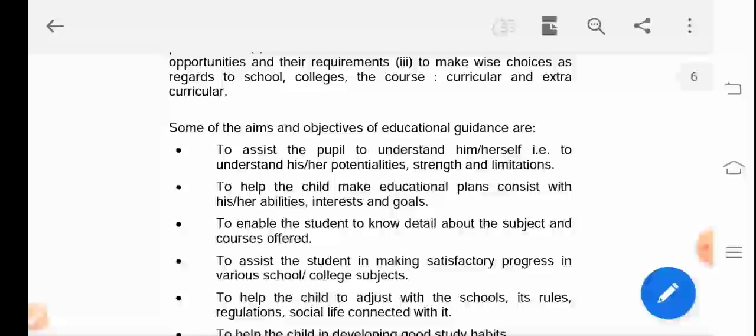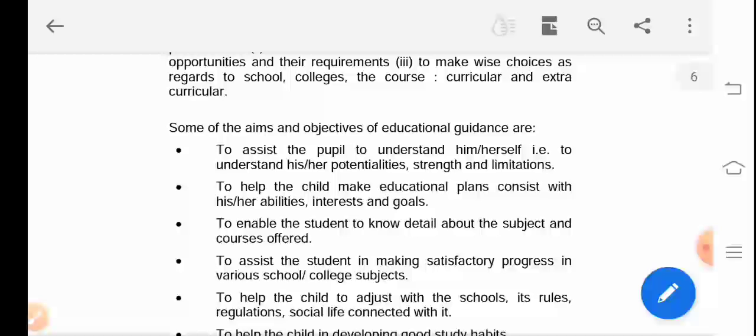Because of complexities in the educational scenario and the knowledge explosion, it is very difficult to identify a suitable course and subject based on one's own ability and interest, and no doubt the opportunities available in those courses. So it helps individuals to make a wise choice and to identify potential areas, subjects, and which courses are available in the market and in various educational institutions.